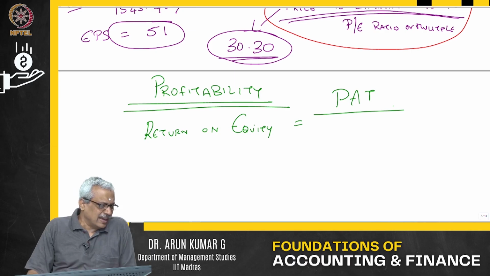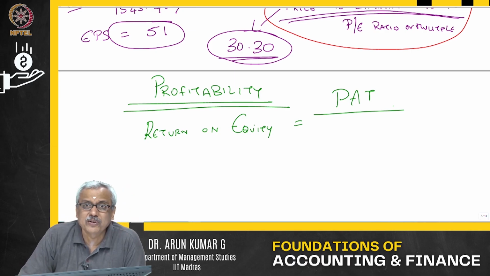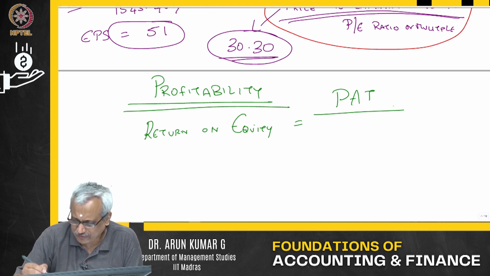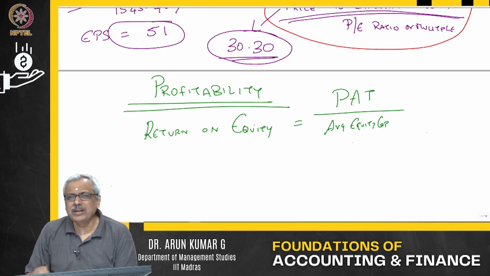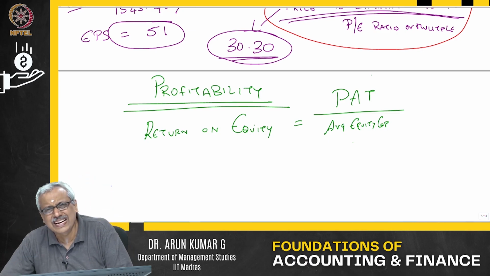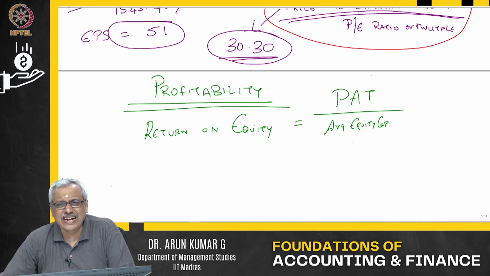Now, when I say PAT is the money that belongs to equity holders, what is your denominator? The denominator is obviously the equity capital. So, what we say is average equity capital in that year. What do you mean by average? On what do you earn profit? On the capital you earn profit, not on the year end capital, because year end capital includes the addition of the current year's retained earnings.